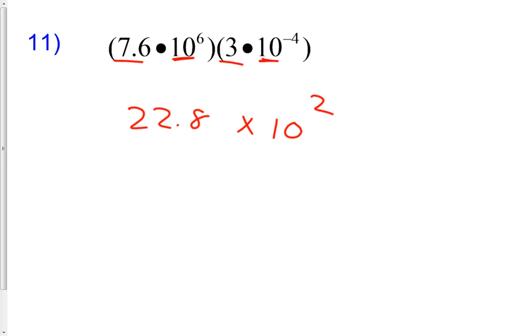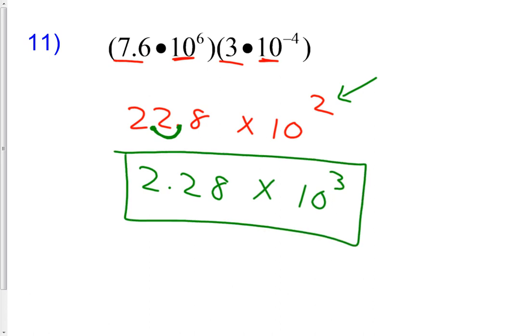And this isn't quite scientific notation because scientific notation has one non-zero digit to the left of the decimal. So you got to move this decimal over 1 spot. So it's 2.28, and I moved it over 1 more spot, so I got to add 1 more to the exponent. Times 10 raised to the third. There's the correct answer for question number 11.